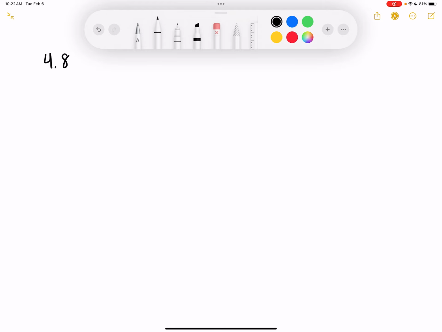4.8, solving problems with trigonometry. Alright, so these are obviously word problems. Some of them will give you a picture, some of them will not. But we will typically be drawing a picture if we can to simulate what we're looking at.